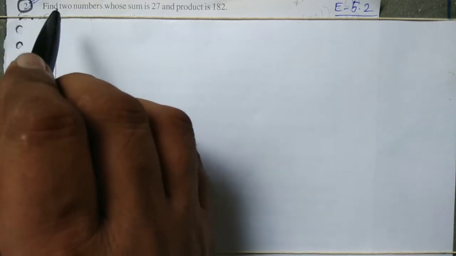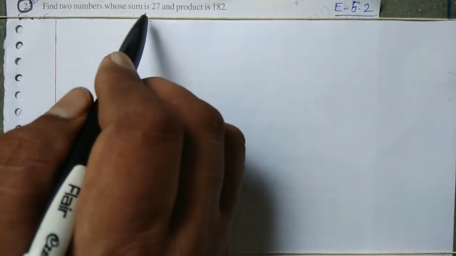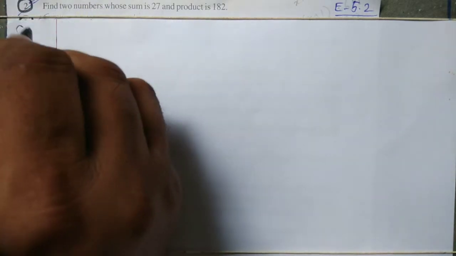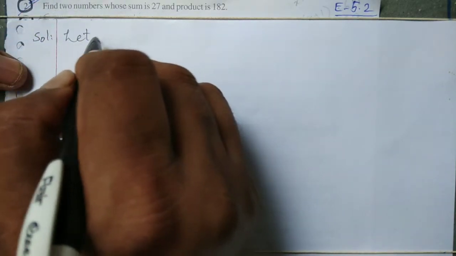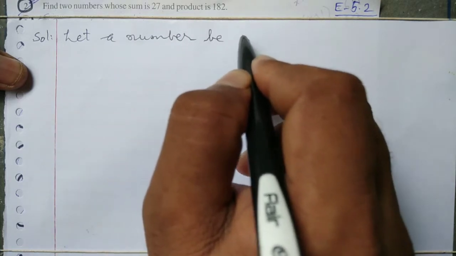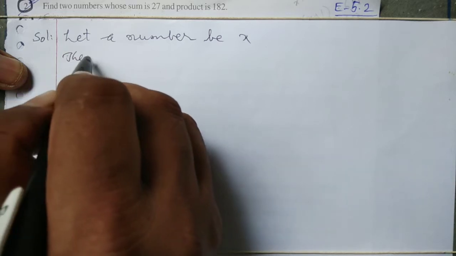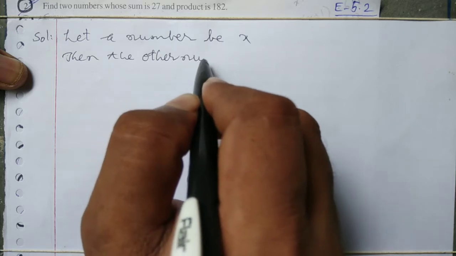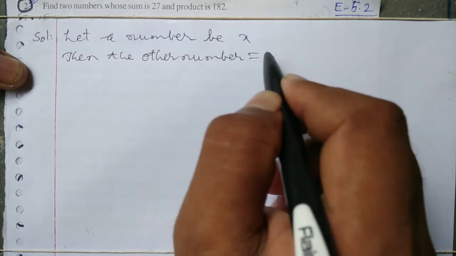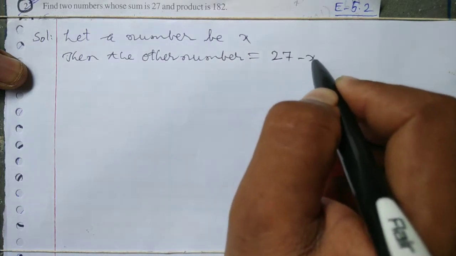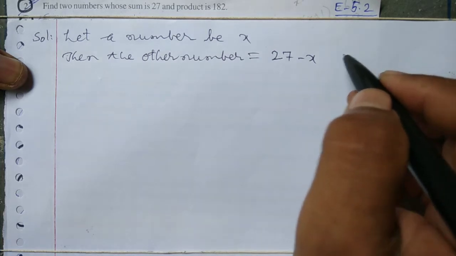Second problem: find two numbers whose sum is 27 and product is 182. Solution: let a number be x, then the other number is equal to 27 minus x, given the condition.